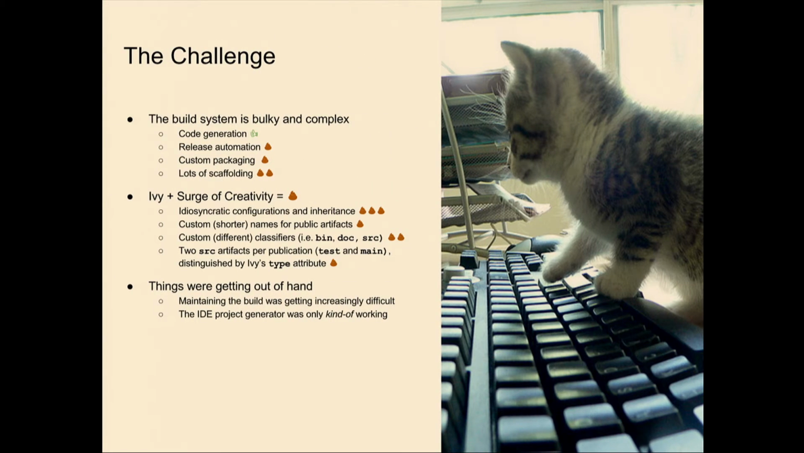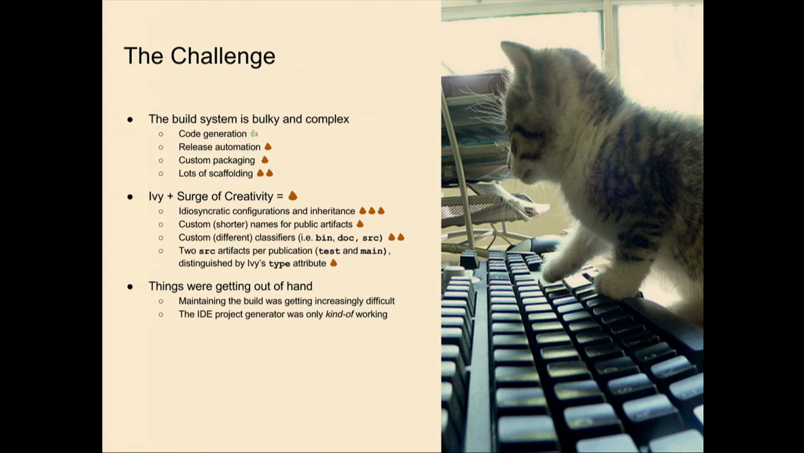The challenge. So our build system was bulky and complex. Pretty much that's everybody's challenge if you're attending this conference. We're doing code generation. We could have gone without it, but overall, that's not a bad thing. By the way, the icons here, green means good, brown means bad.